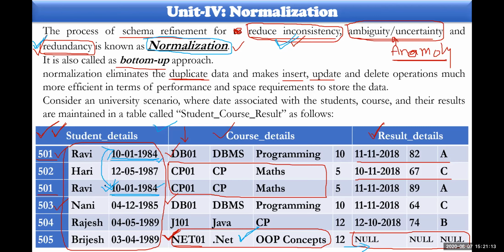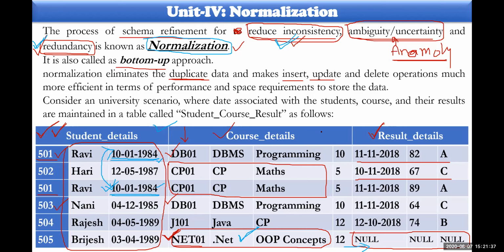All these are different kinds of anomalies and uncertainties which are available with a particular database schema. We want to make this in a fair way, which does not have inconsistency, does not have uncertainty, and does not have redundancy.